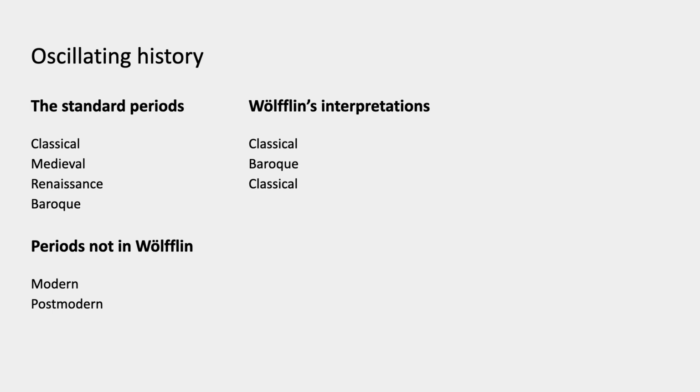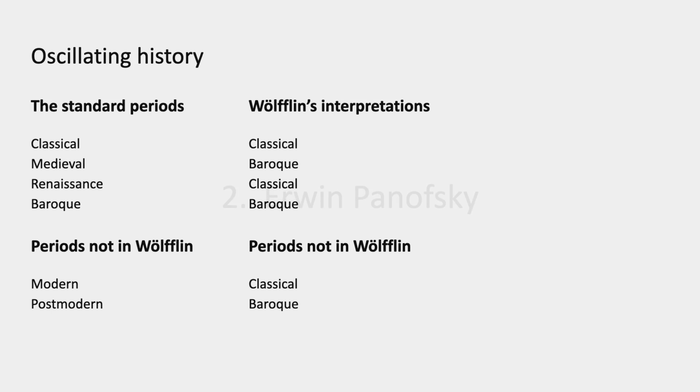And then the period that's always known as the Baroque would be a Baroque period after that. And you could continue that too. Modern would be a classical period, although Wölfflin didn't say that. And Baroque would definitely be a property of postmodern art.